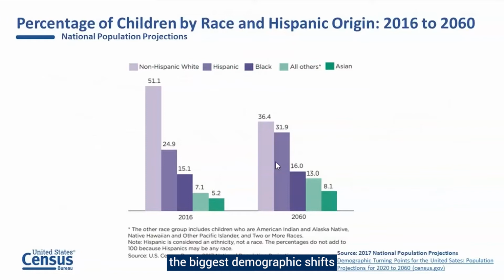Okay, for children, the biggest demographic shifts we've seen and will continue to see is in the move to an increasingly diverse population in terms of race and Hispanic origin. By 2060, the Census Bureau projects about 2 in 3 children will be a race other than non-Hispanic white. And there are 3 main groups that drive this change. The group of children who are 2 or more races is projected to more than double between 2016 and 2060.